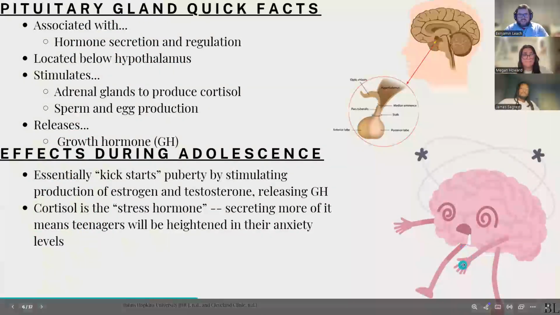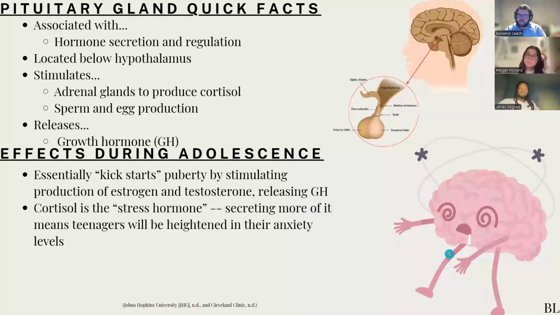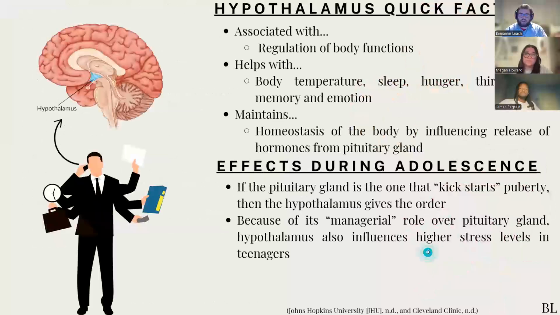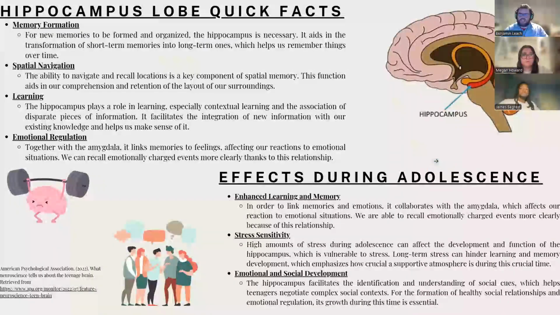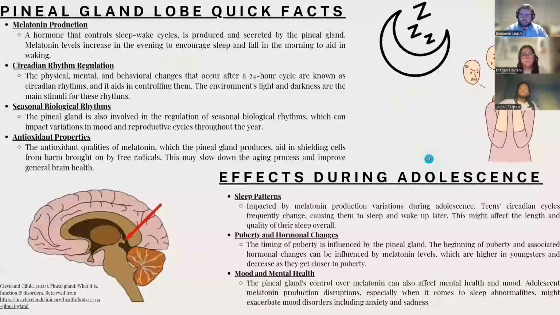With each of these, as you can see as we pass through here, we talk about the function of these parts of the brain, but also some of the major effects that are happening. Like the pituitary gland is releasing all of those stress hormones and all the hormones that start puberty, like growth hormone. The hypothalamus is the one that's kind of giving the order for that, and so on and so forth. So this whole section is just a little bit more technical, just telling about the different parts of the brain.